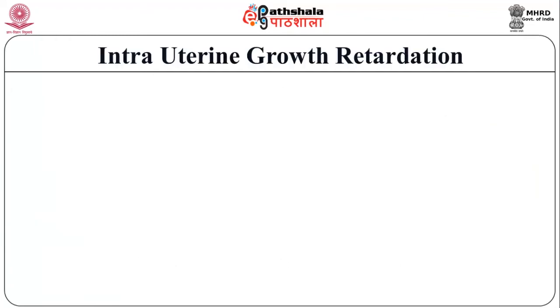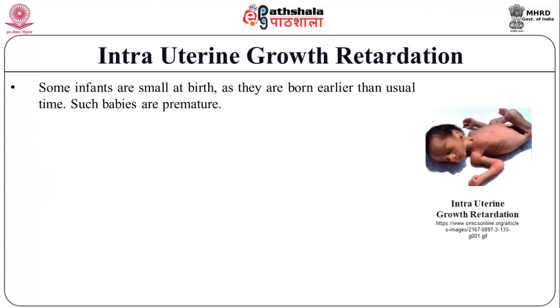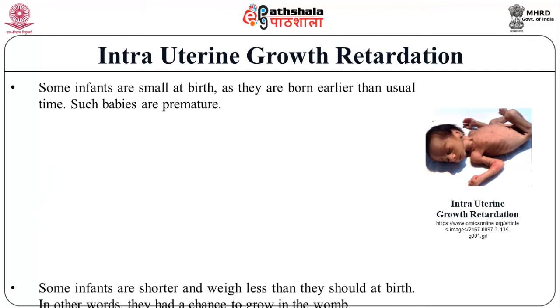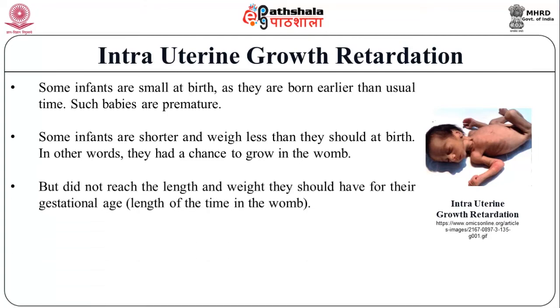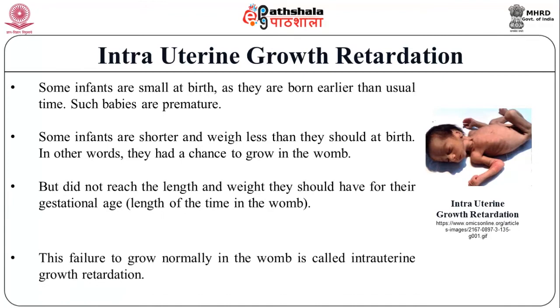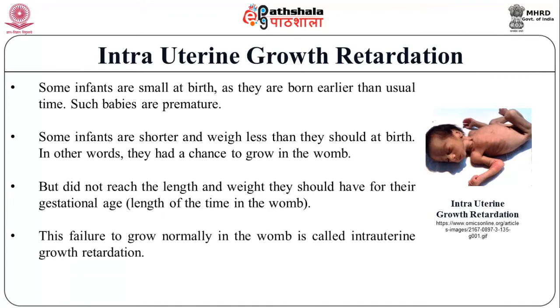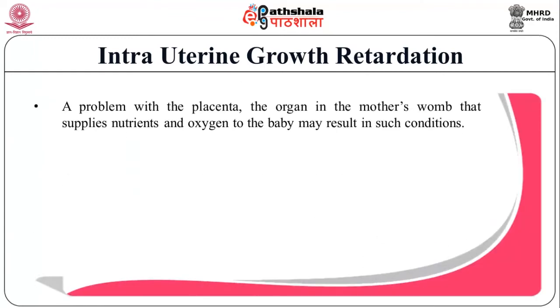Intrauterine growth retardation. Some infants are small at birth as they are born earlier than usual time. Such babies are called premature and they are born preterm. Some infants are shorter and weigh less than they should be at birth. In other words, they had a chance to grow in the womb but did not reach the length and weight they should have for their gestational age, the length of the time in the womb. This failure to grow normally in the womb is called intrauterine growth retardation. A problem with the placenta, the organ in the mother's womb that supplies nutrients and oxygen to the baby, may result in such conditions.